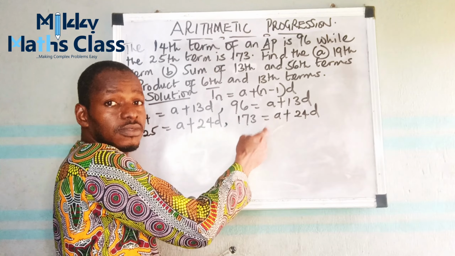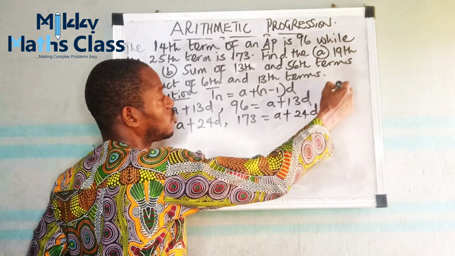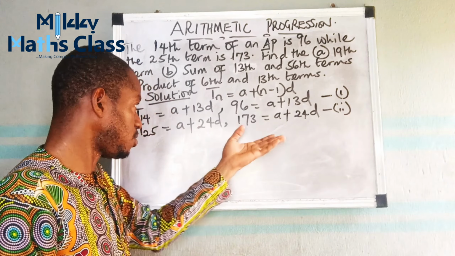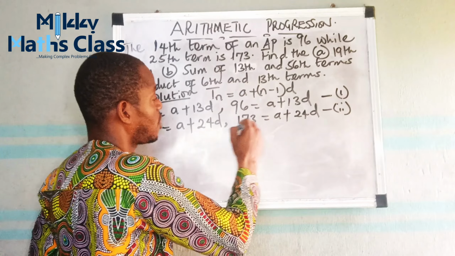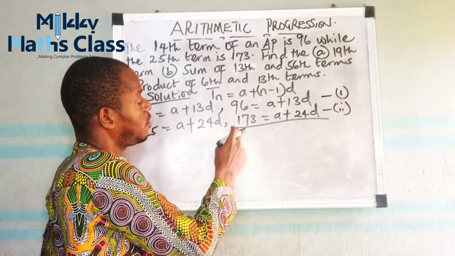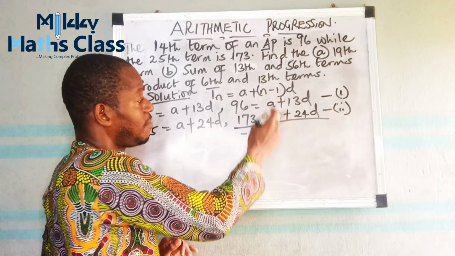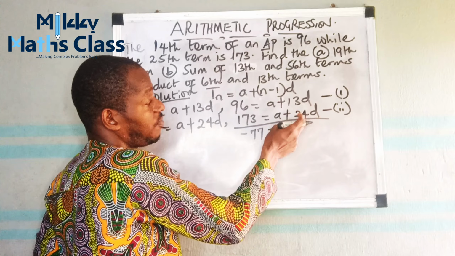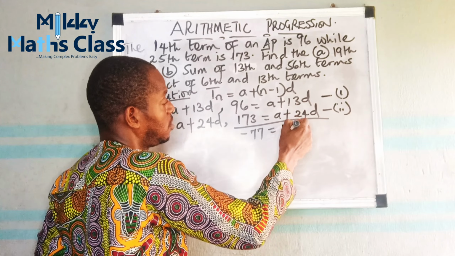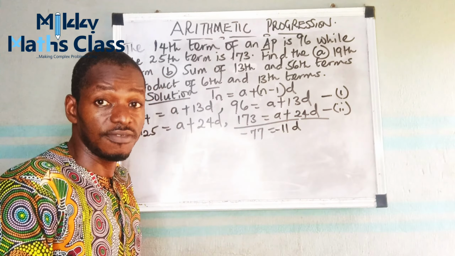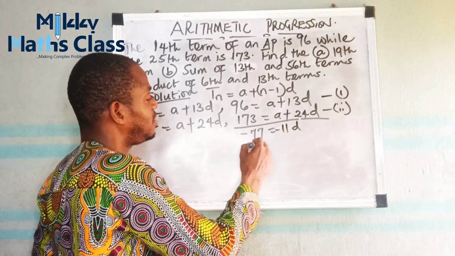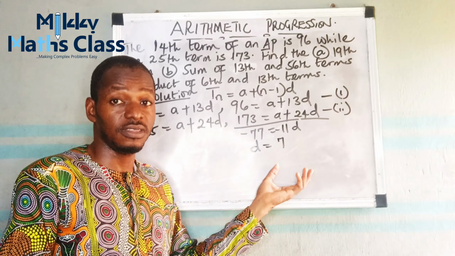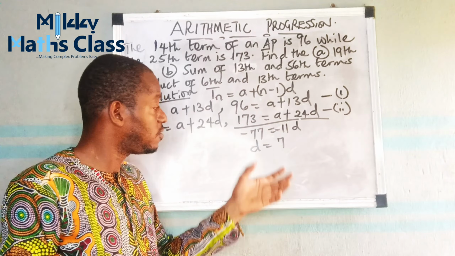Let's eliminate a. Subtract equation 2 from equation 1. Let's subtract 96 minus this, that will give us negative 77. A minus a goes off. 13d minus 24d will give us negative 11d. So divide both sides by negative 11. Our d will be equal to 7. So the common difference in this arithmetic progression is 7.